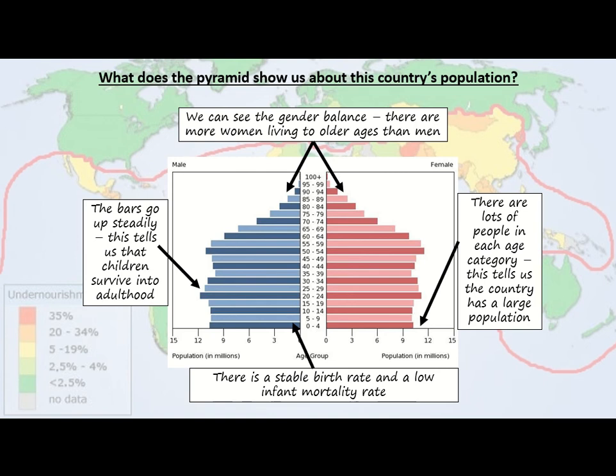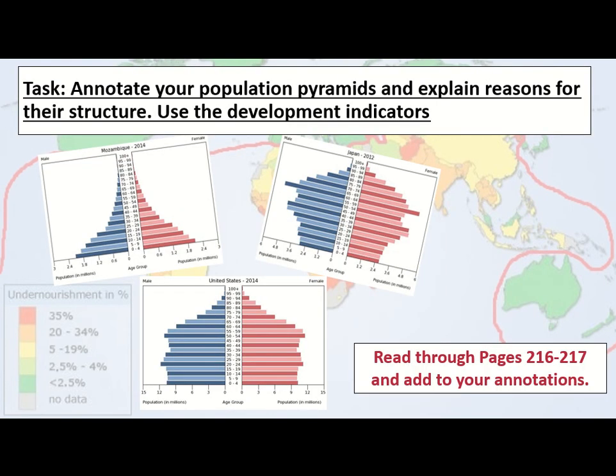But we haven't necessarily seen what it tells us about development. So you've got 3 population pyramids for 3 different countries. One of them you've just seen, okay? You've got the USA, Japan, and Mozambique. All right, so USA, Japan, and Mozambique. 3 contrasting pyramids in 3 different countries.